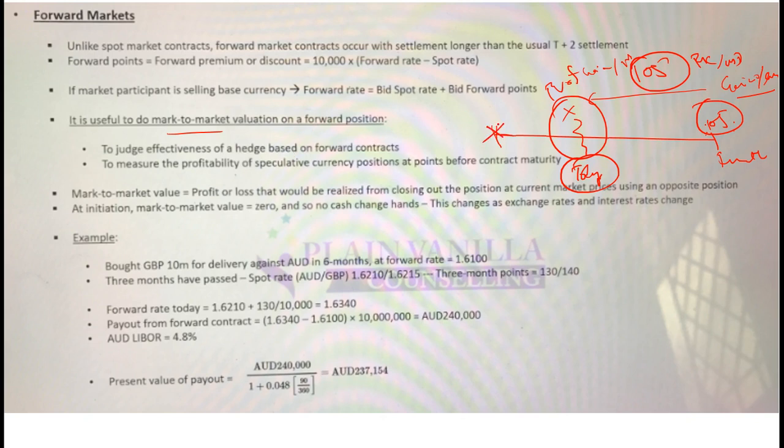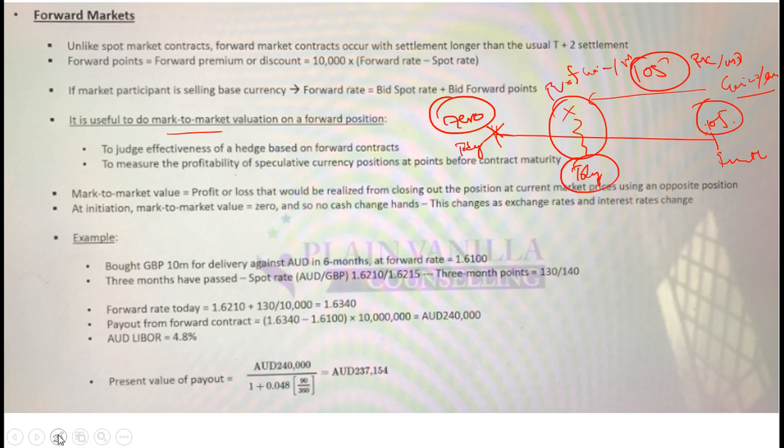At the initiation of a forward contract, the mark to market value will be 0. No, there will be no exchange of cash flows. Why 0? Because you will set the forward rate based on the expectations as of today, at a no loss, no gain position. But as your expectations change, or as the market movements change, or if the market is not moving up to the expectations, then you will arrive at a gain or loss position. And for that you can mark to market.